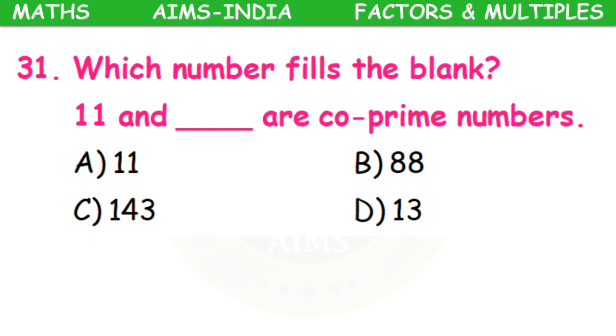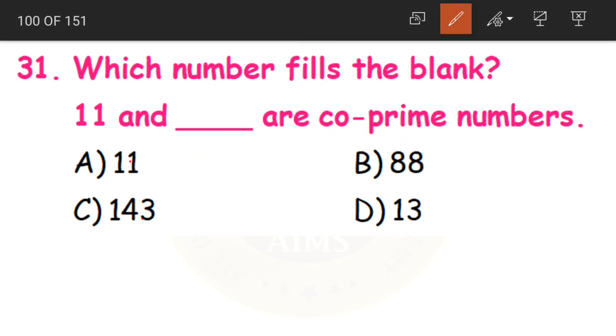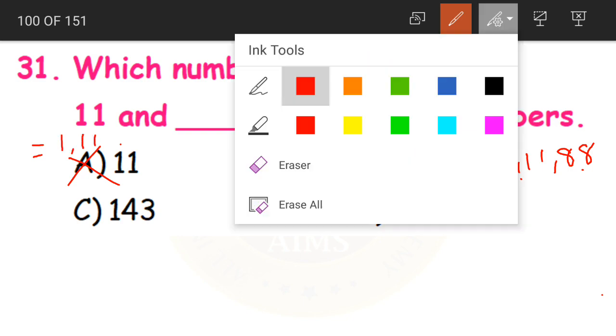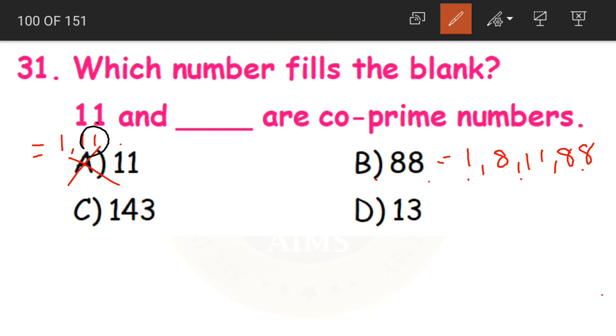Next question. Which number fills the blank? 11 and dash are co-prime numbers. From the given options, we cannot say 11 and 11 are co-prime numbers, right? So option A will be the wrong answer. Next, coming to 88, it has four factors, namely 1, 8, 11 and 88. The factors of 11 are 1 and 11. Again, 11 and 88 share two common factors, that is 1 and 11. So 88 cannot be the answer.